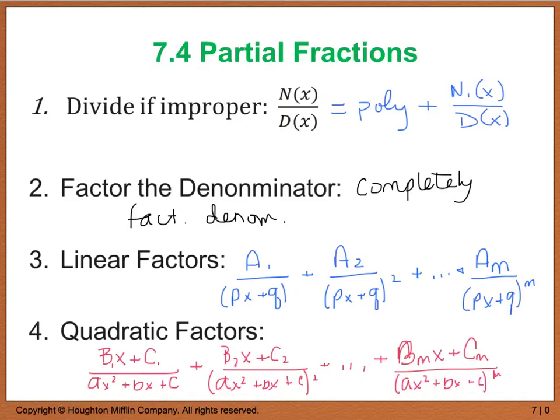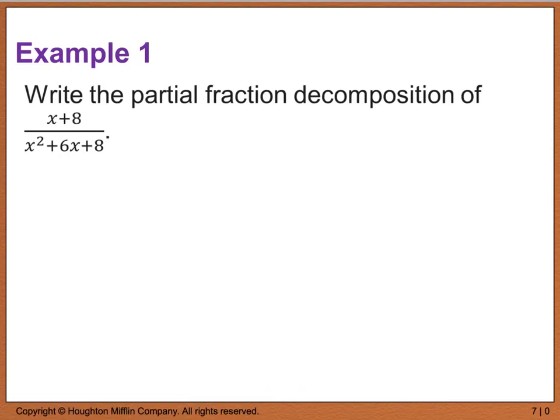Now I realize that some of this might not make sense right now, but let's look at a few examples here. So for example 1, we want to write the partial fraction decomposition of (x + 8) divided by (x² + 6x + 8). Now to start out with, the degree of my numerator is less than the degree of the denominator, so I do not have to divide out.